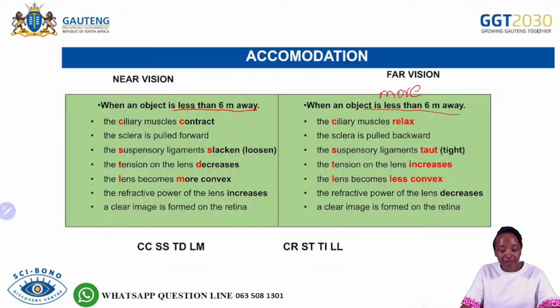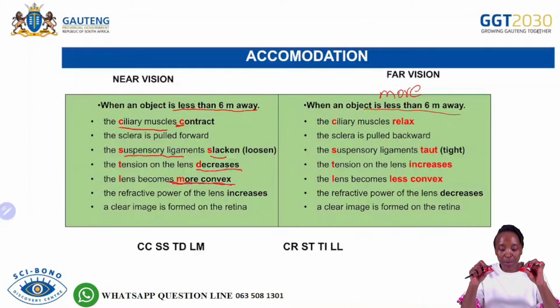And then with near vision, most of you are seeing this for sure, so we are going to go through it again. We're looking at the parts that play a role in accommodation. Here it's the ciliary muscles that contract, causing the choroid to be pulled a little bit forward. And when it is pulled forward, it causes the tension in the suspensory ligaments to do what? To slacken. So they become loose. And then the tension on the lens is decreased. Then the lens becomes more convex.